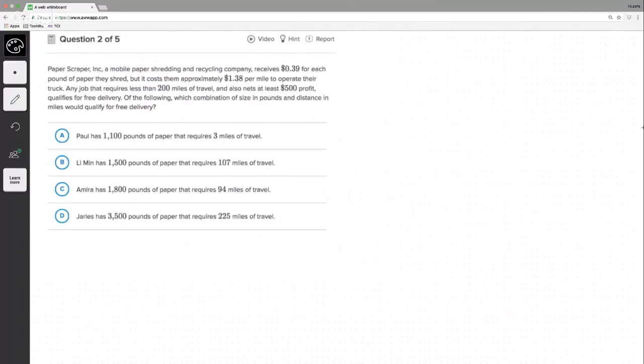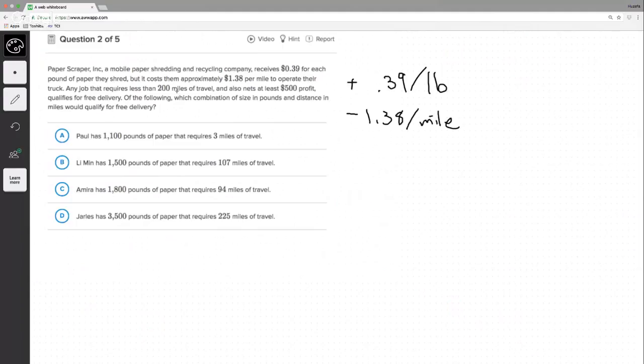Paper Scrap Inc., a mobile paper shredding and recycling company, receives 39 cents for each pound of paper they shred. But it costs them approximately $1.38 per mile. Okay, so this is per pound. I'm going to just write this down here. They get 39 cents, plus, and it costs them 1.38 per mile to operate their truck.